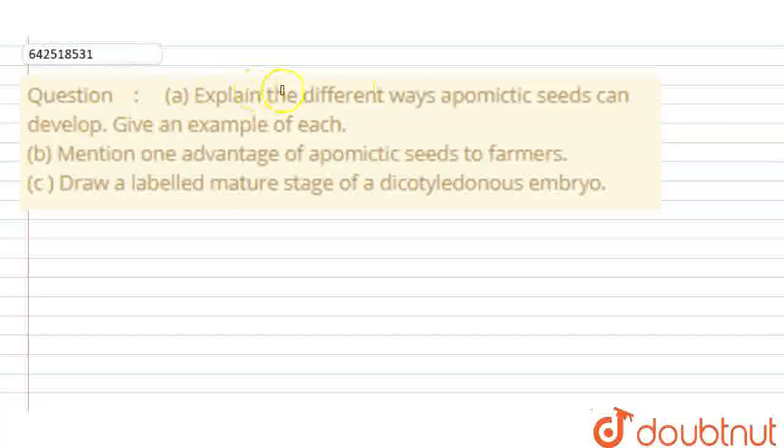Hello everyone, so here's the question. Question A says explain the different ways apomictic seeds can develop and give an example. B says mention one advantage of the apomictic seeds for the farmers. C says draw a labelled diagram for the dicot embryo.